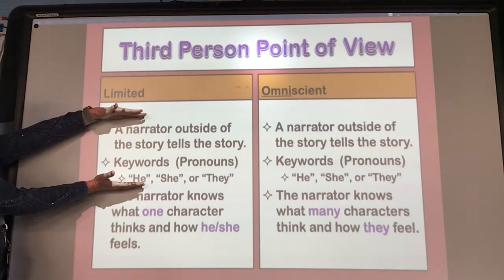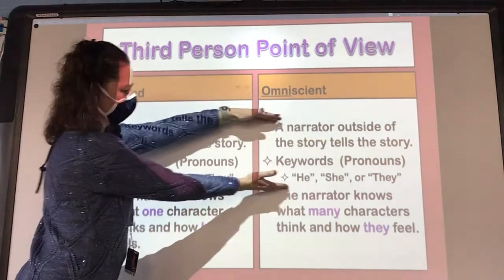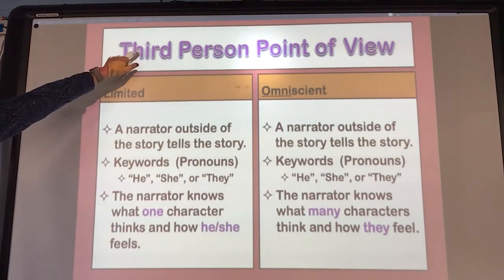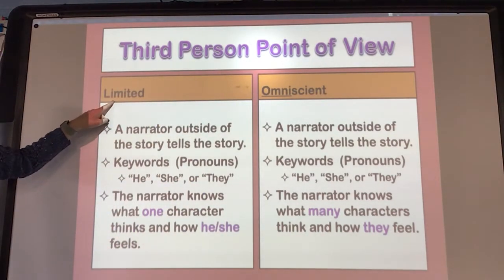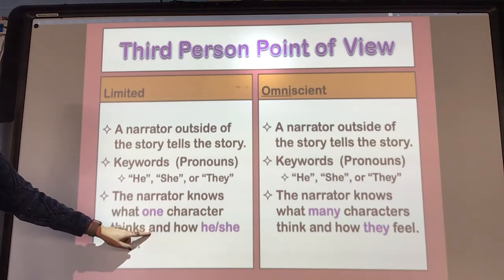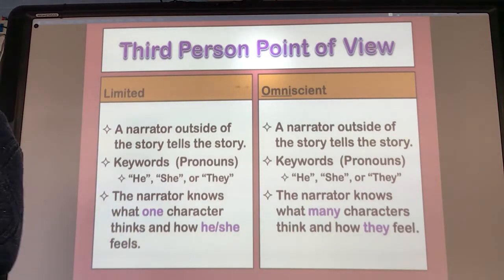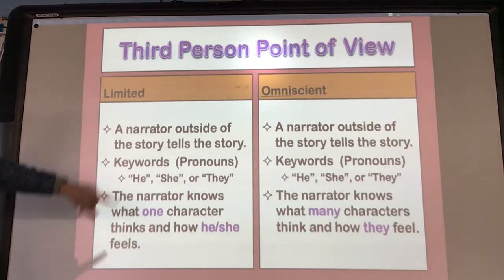Because this is the same, right? You see it over here. That's all the same. So underneath third person, write limited. The narrator knows what one character thinks. We don't get a whole bunch of information. So in our story about the moose, that was limited, right? We were just knowing what the moose was doing. Take a minute, write that down. And then we'll talk about this other crazy word over there. You can write it down now if you want to. I'm waiting.